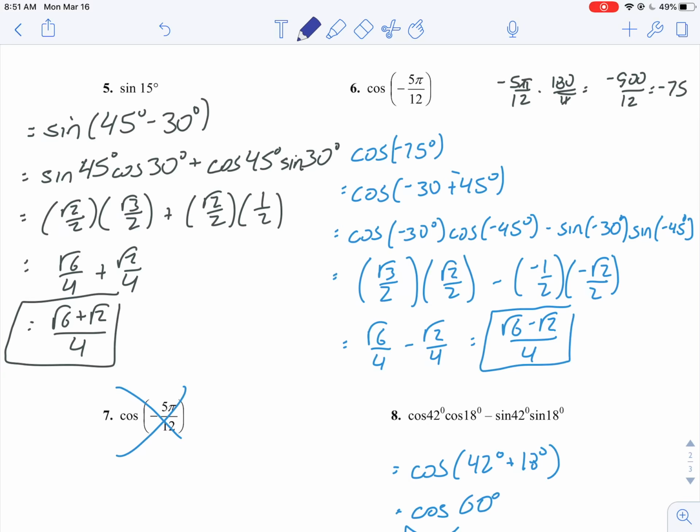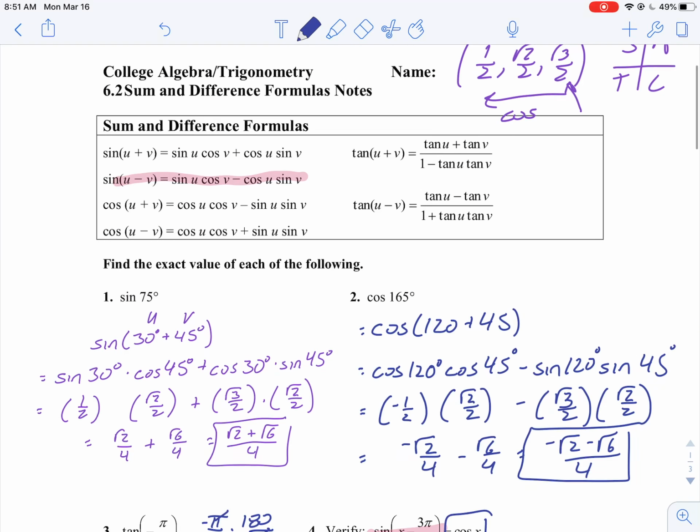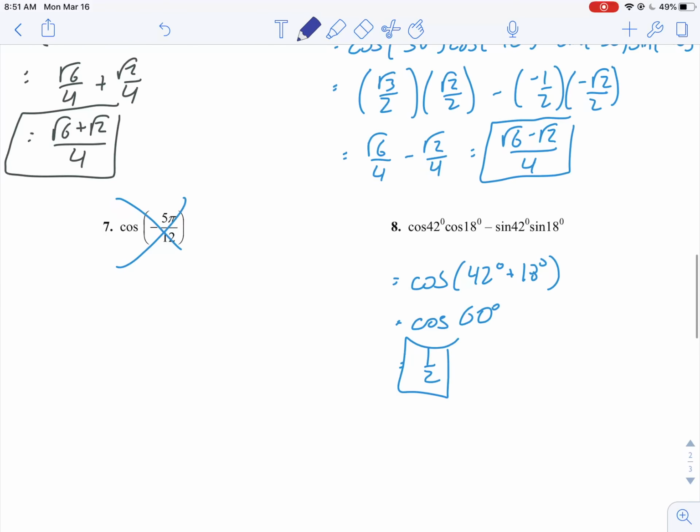Now, I don't know the value of any of those trig functions, but it's cosine of two angles minus the sine of the same two angles. If I go back up to my formulas, the cosine of two angles minus the sine of the same two angles is equivalent to the cosine of the sum of the two angles. So I can rewrite this expression as the cosine of 42 plus 18, which is cosine of 60, and we know that the cosine of 60 is 1/2.